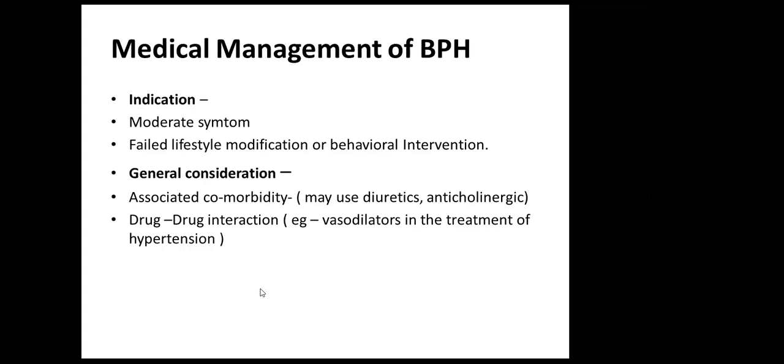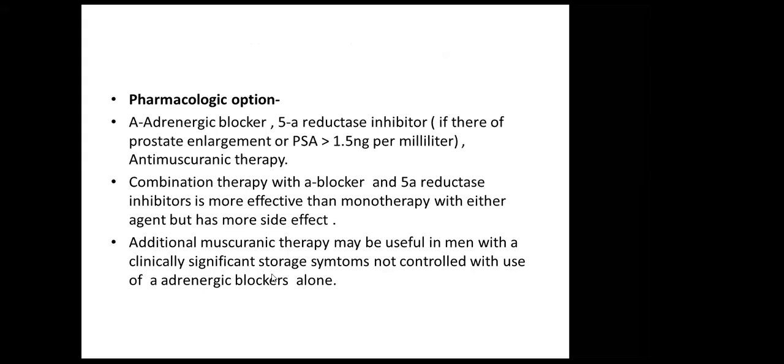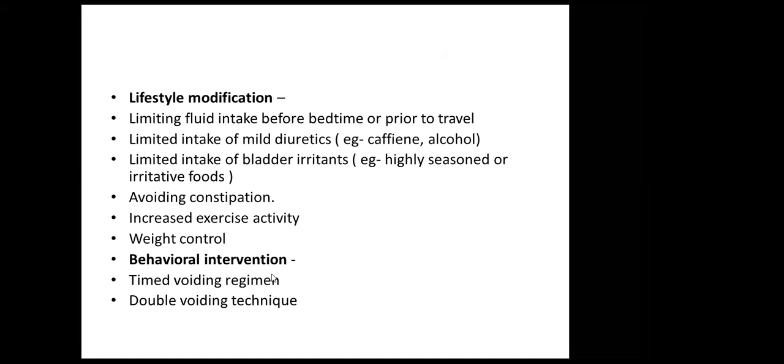Next, the medical management of BPH. It is indicated when there is a moderate symptom or failed lifestyle modification or behavioral intervention. And before prescribing a drug, general considerations such as the comorbidities of the patient must be kept in mind, since a cardiac patient can be using a diuretic, or any other condition which warrants the patient to use an anticholinergic, which affects the urinary flow. And there can be a drug-to-drug interaction if a patient is taking a vasodilator in case of hypertensive patients. The pharmacological agents. Madan, can you go back to the previous slide?